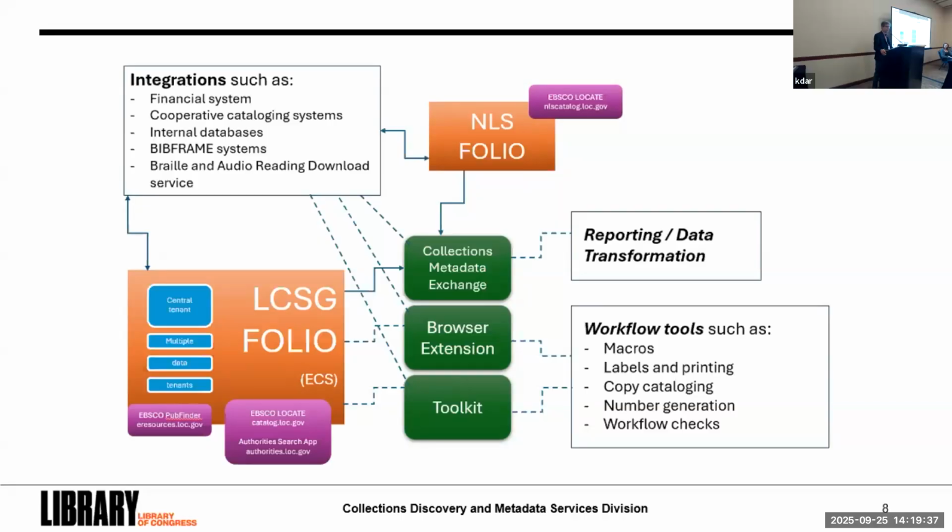And the three of them that we're going to discuss a little bit are the collections metadata exchange, the browser extension, and the toolkit. I just want to talk about the first one for one moment to answer some questions potentially and to queue up future conversations. This collections metadata exchange is a tool that we initially built out to facilitate our migration from Voyager and legacy systems over into Folio.